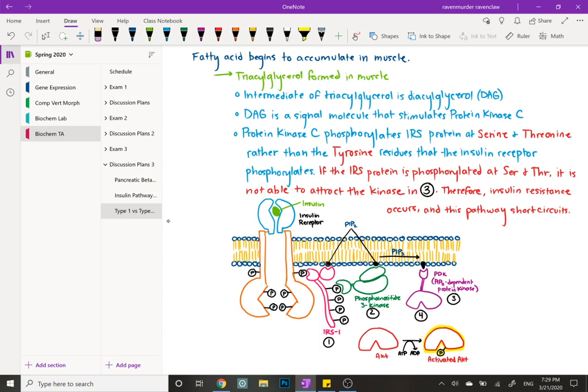this is not allowed to happen because the diacylglycerol stimulates the protein kinase C to phosphorylate other parts of the IRS protein, which basically inhibits the tyrosine residues from being phosphorylated. And then this is thought to be right now the cause of insulin resistance. It's still being studied right now, but this causes the pathway to short circuit.